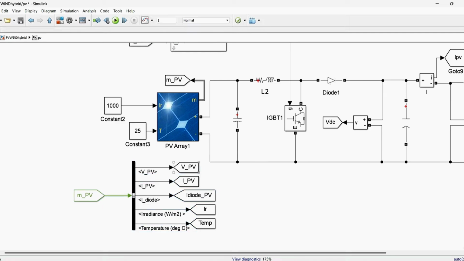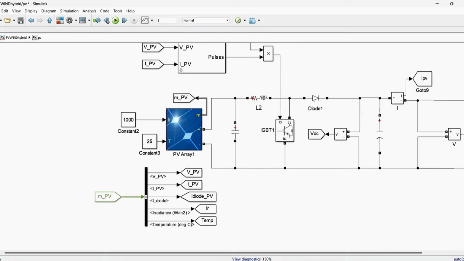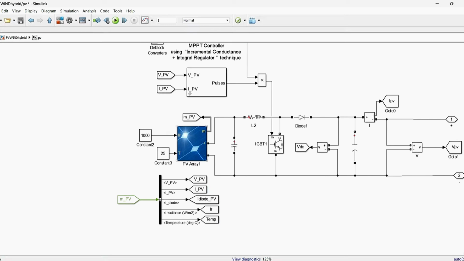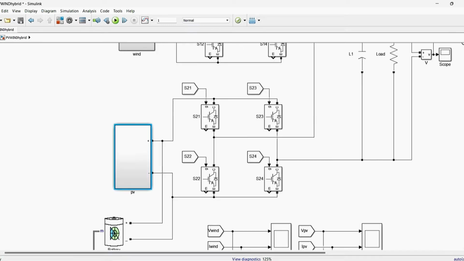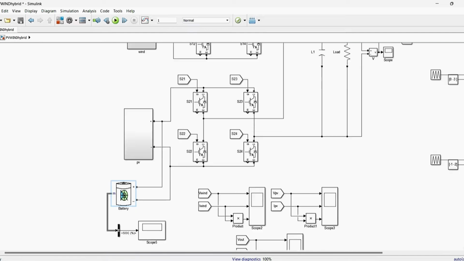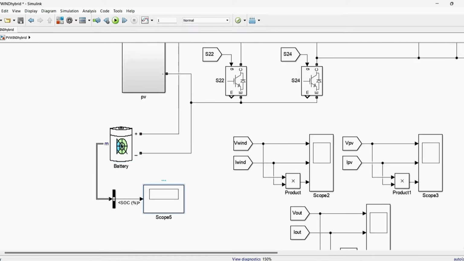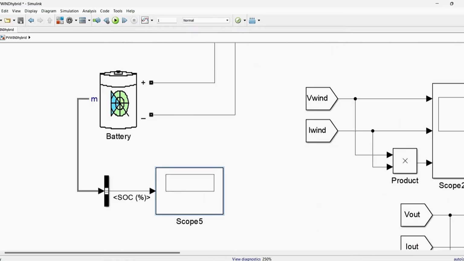Now go back, and below we are connecting the battery. To see the battery waveforms I am connecting one scope. Here you can see the state of charge of the battery, whether it is charging or discharging. Above, we need to go to the wind.